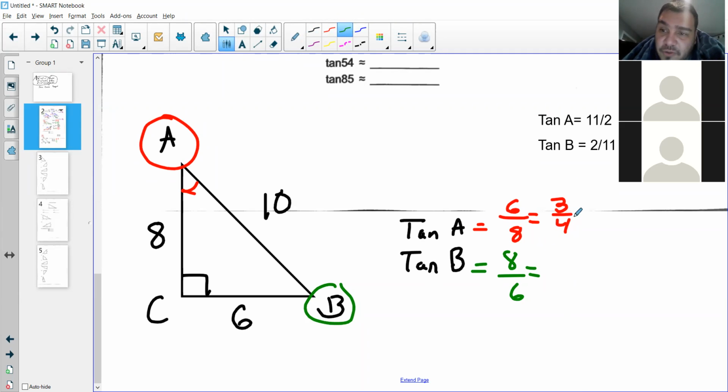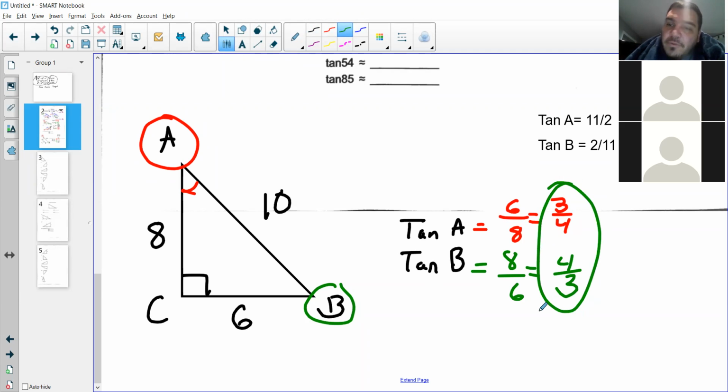Simplify that. You could also think of it as the flip of this. So 8/6 becomes what? It would be 4/3. Yeah, perfect. Okay. Both of you guys, you're free to go.